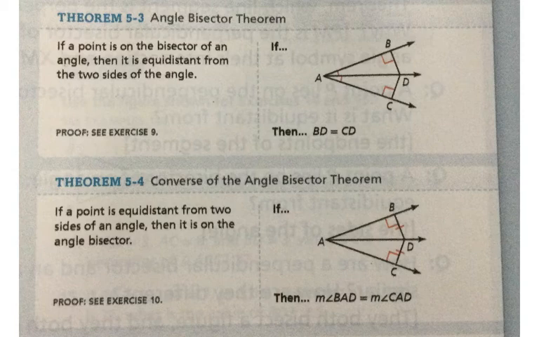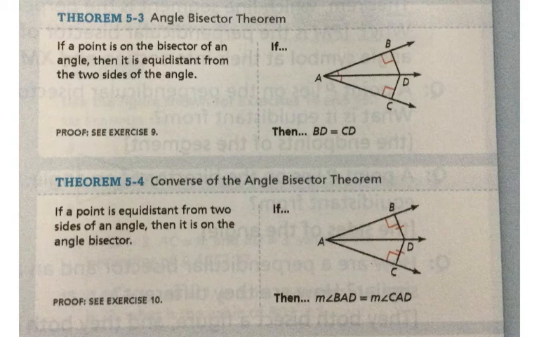So the angle bisector theorem says if a point is on the bisector of an angle, then it is equidistant from the two sides of the angle. So right here, D is a point that's on the angle bisector, because AD is an angle bisector. Then because D is a point on that line, D is equidistant from B and from C. So that's what it tells me here: BD is congruent to DC.